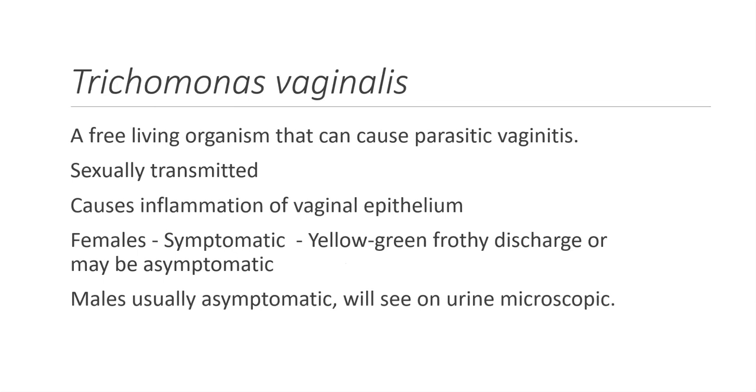Trichomonas vaginalis is a free-living organism that causes parasitic vaginitis. It is a sexually transmitted infection. It causes inflammation of the vaginal epithelium. And in females, when she's symptomatic, there will be a yellow-green frothy discharge, or she may be asymptomatic. Males are usually asymptomatic, but if an examination is done of their urine, the parasite will be seen.